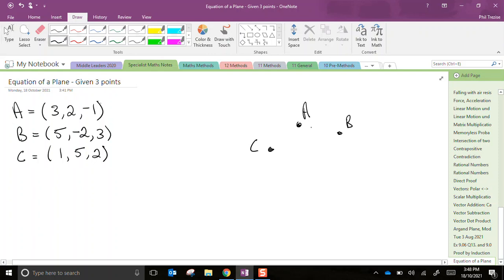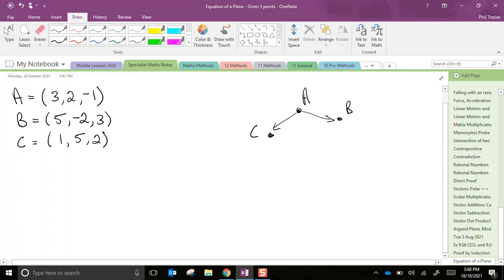So the first thing I want to do is find a vector from point A to point B and a different vector from point A to point C. Both of these vectors would be in the plane, and I might call this little one vector P, and this little one vector Q, just for no reason. So here we go. Little vector P would be point B subtract point A.